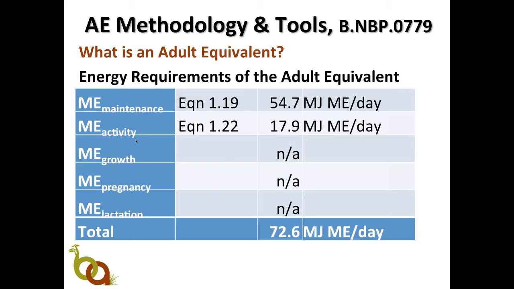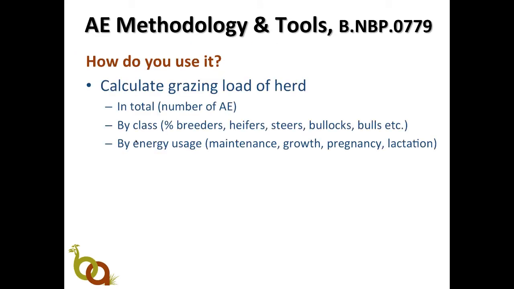Okay, so this is the energy requirements of the adult equivalent, that 2.25-year-old Bos taurus steer weighing 450 kilograms, not gaining weight. It requires 54.7 megajoules for maintenance and 17.9 megajoules of energy a day for activity. It's not growing, and obviously being a dry animal, it's not pregnant or lactating. So from those equations, it gives us 72.6 megajoules of metabolizable energy a day, and that is the reference that we compare the others back to, and we'll go through some of that and some of the tools shortly with Shane.